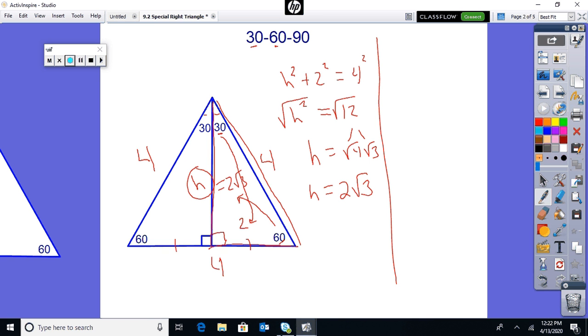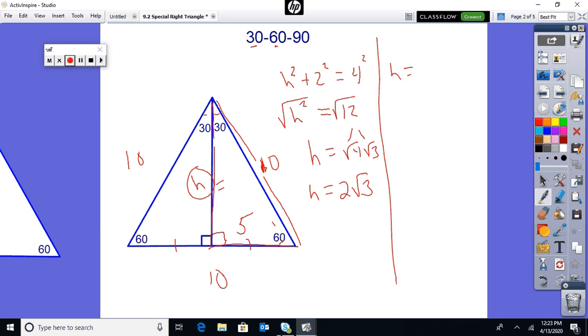Let's change this 4 to a different number, and you'll see what the relationship was. All right, let's change the 4 to a 10. And that gives me 10s all the way around. So when I cut the 10 in half, it gives me a 5. So now let's solve for h.